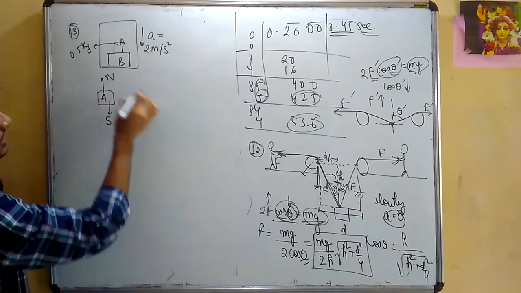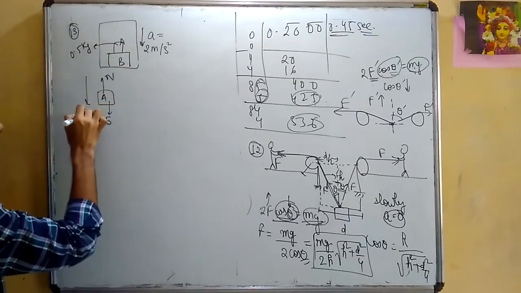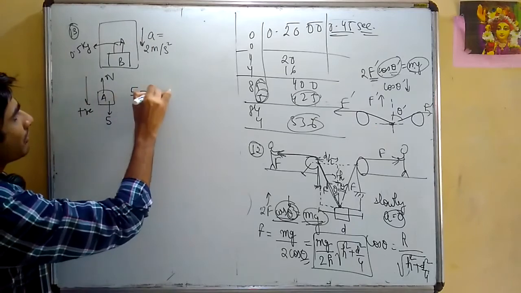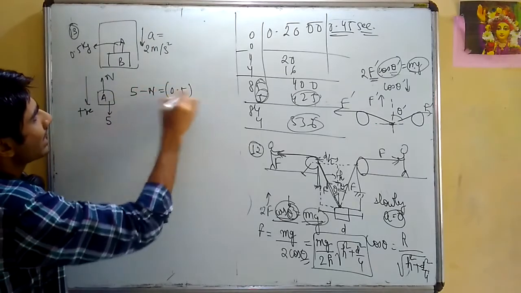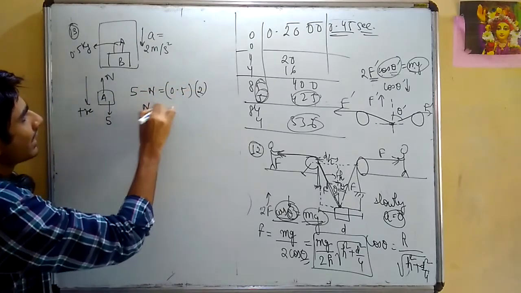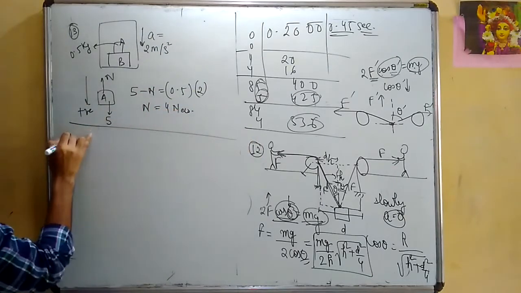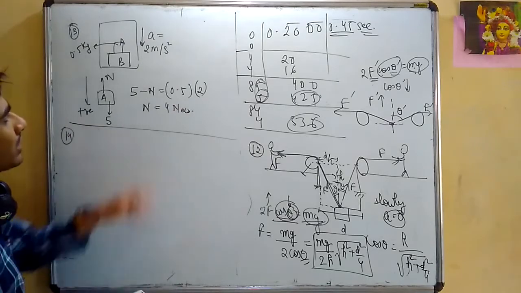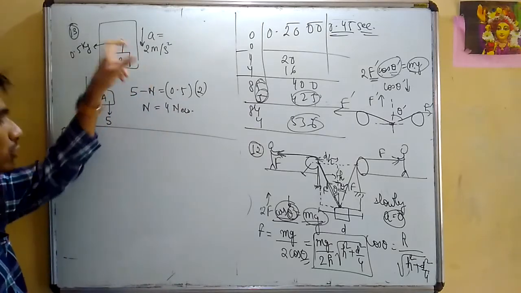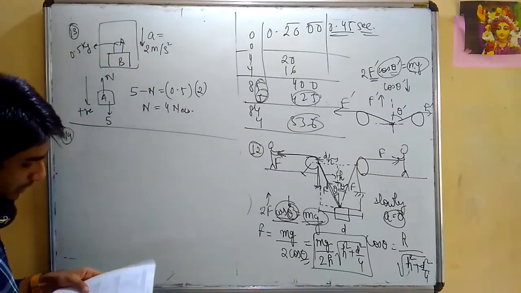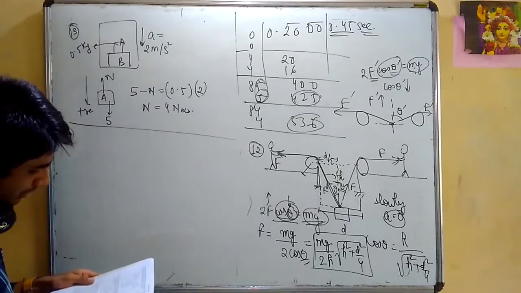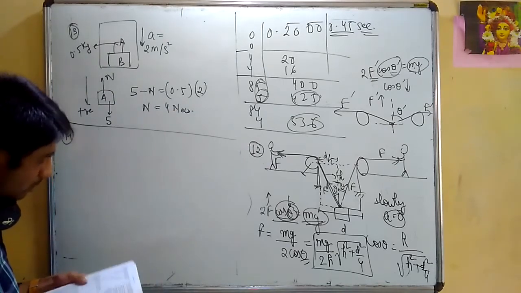This is moving down, so this direction I have to consider positive. The equation is 5 minus N equals mass into acceleration, that is 2. So I get N equals 4 Newton, and this is the answer. This 4 Newton is what A applies on B, so B will also apply 4 Newton on A. Both will apply 4 Newton on each other. So now let us come to question number 14.